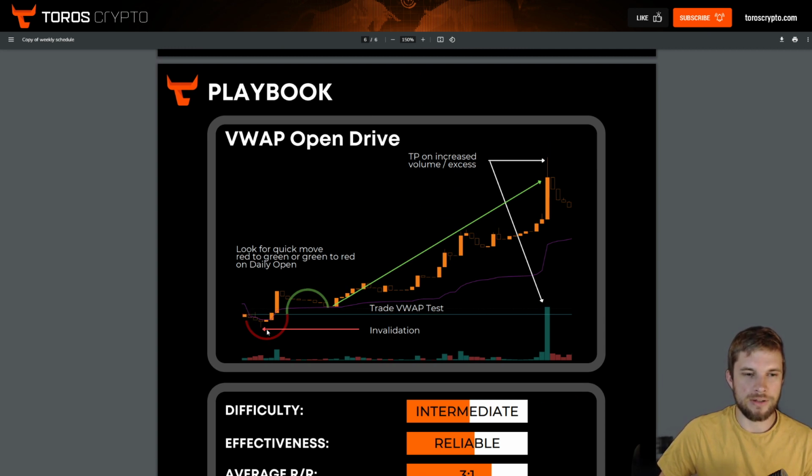You're looking for the quick move below and then above to take out the daily high and the daily open. And then you look to take your trade on the VWAP with your invalidation, in this case at the low. And this can be traded all the way up until you see a nice increase in volume, an excess at the top here with the wick, and that can be a take profit level. But again, you can just be simply trailing your stop along with this to give the best results.